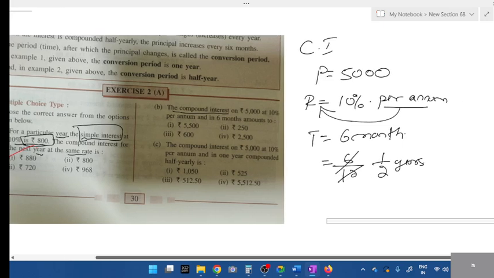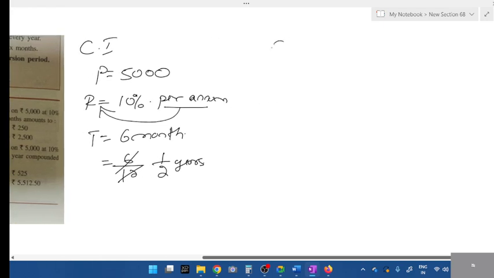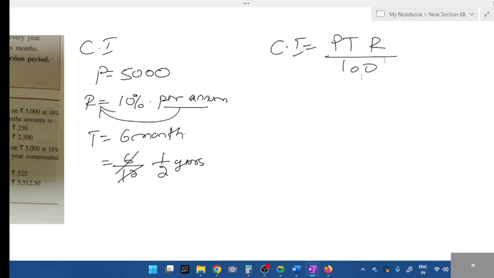Let's start solving this. Compound interest formula is also the same as simple interest, students, but you have to write CI. What is the CI formula? PTR by 100. Complete it. Open the textbook, go through the question first. Only if you understand the question, you'll be able to solve the question.